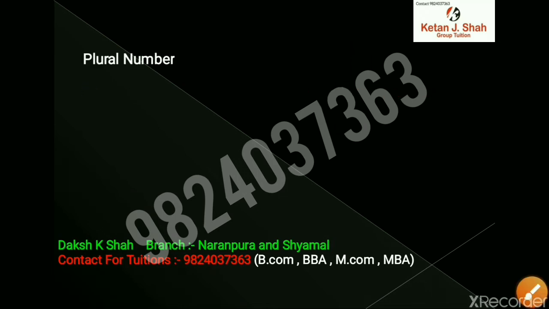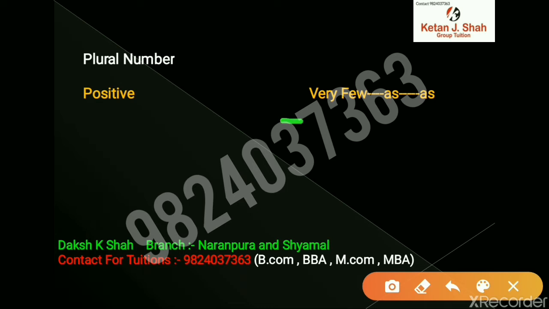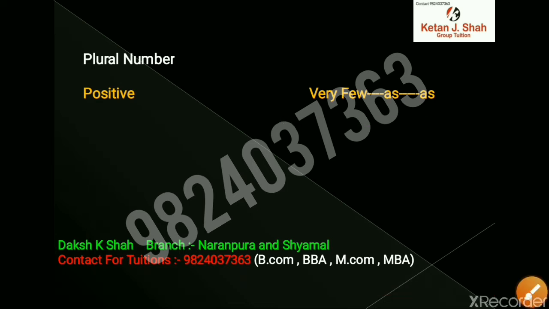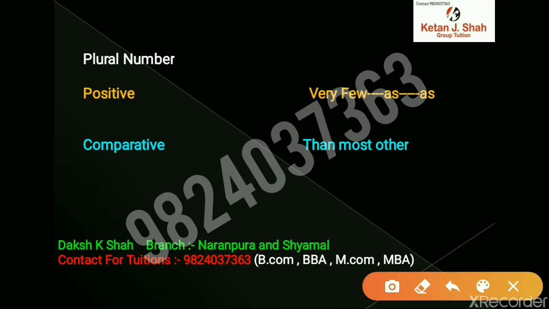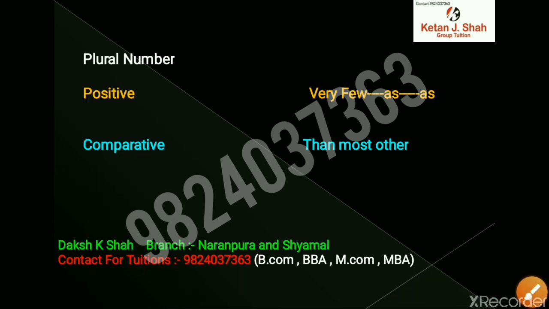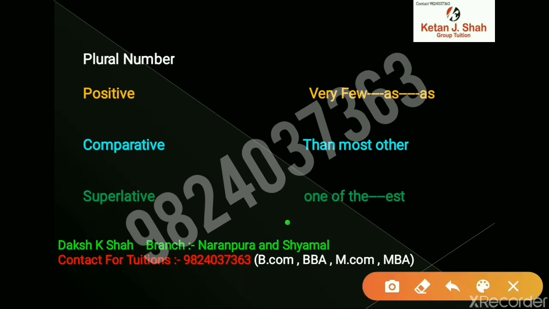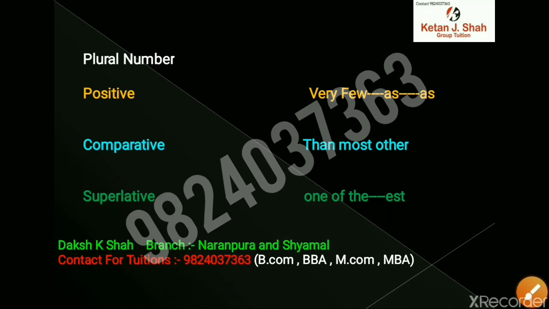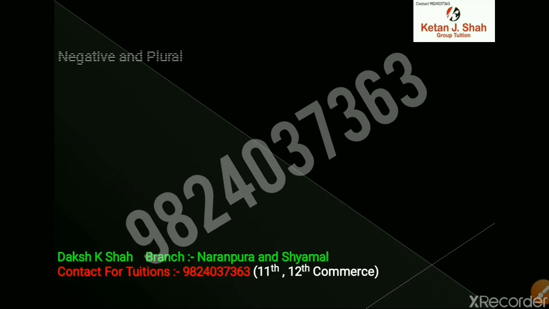Now in the positive degree of plural number, the formation is very few as. In the comparative degree, it is than most other. And in the superlative degree, one of the est. You have to keep writing these formations. Go back into the video and write all these formations.